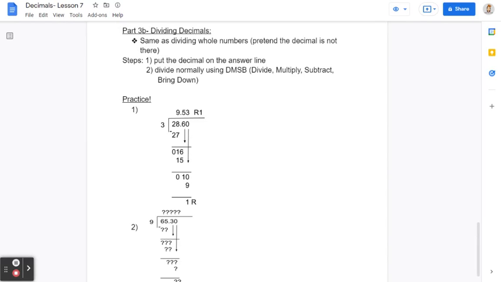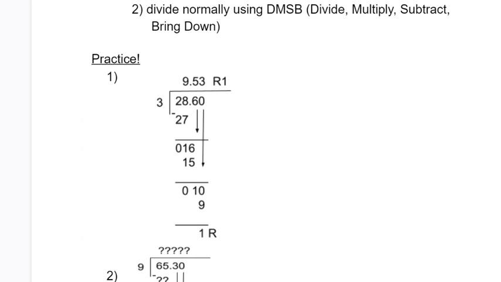Part 3B is dividing decimals. So this is the same as dividing whole numbers by pretending the decimal is not there. The steps are, you put the decimal on the answer line, and then you divide normally using the acronym DMSB, which stands for divide, multiply, subtract, and bring down. And those are the steps we use for traditional long division. Here are some practice questions for you, and I've done the first one for you.